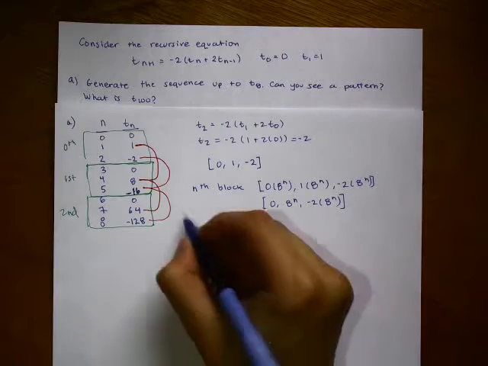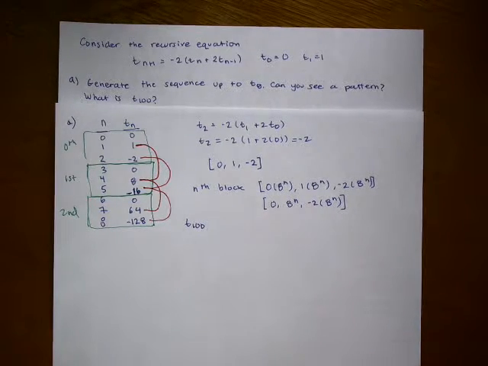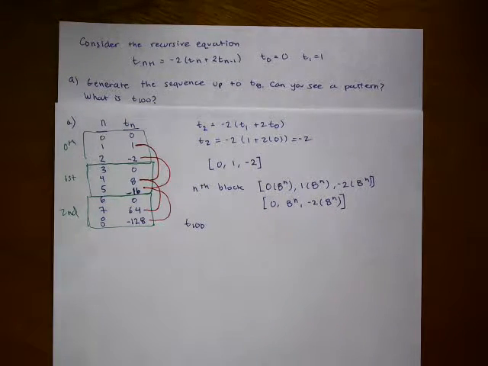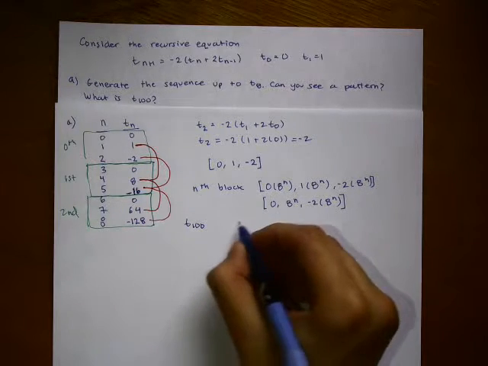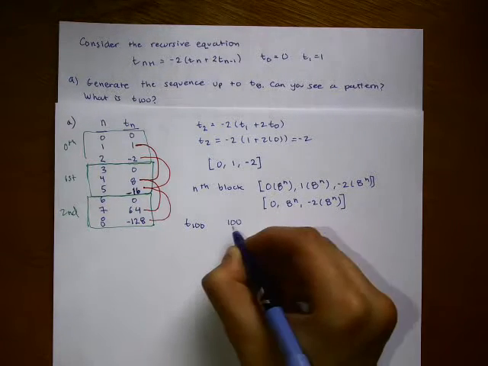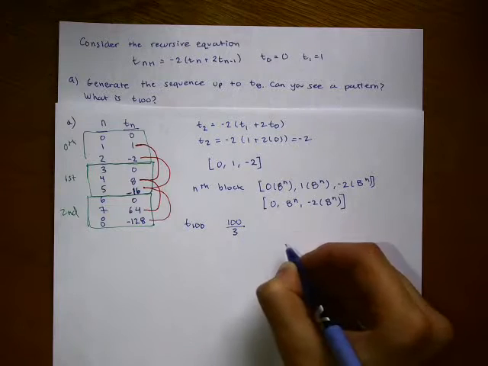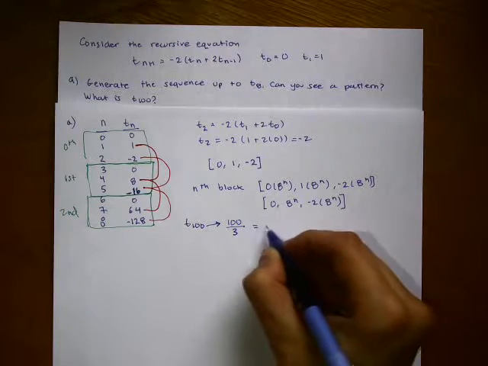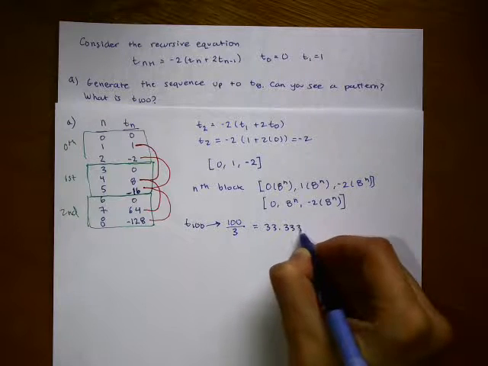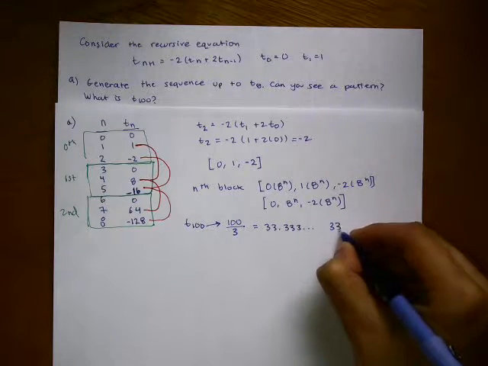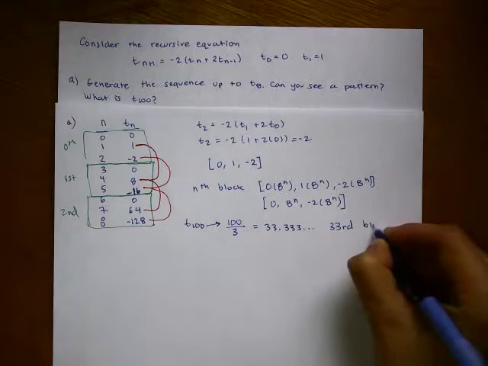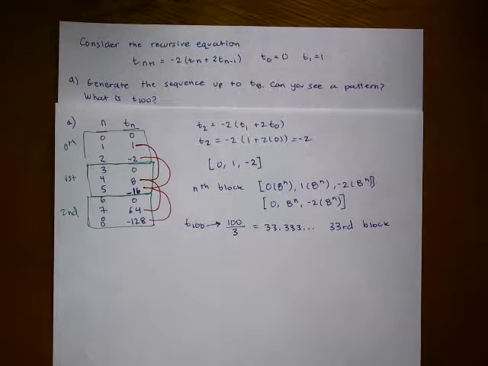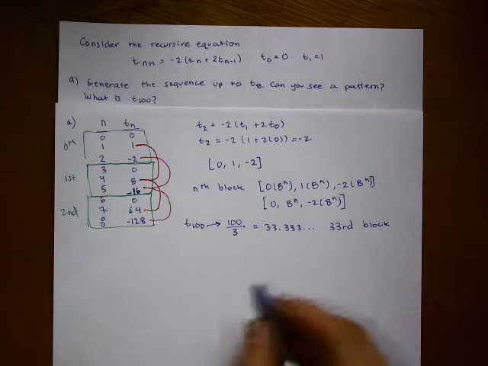So now to solve for t100, we have to figure out which block it's in, and which term in the block it is. First of all, because there are 3 numbers in each block, we're going to divide 100 by 3. That gives us 33.333, and so on. So we know that t100 is in the 33rd block.